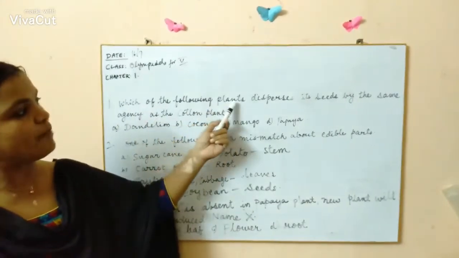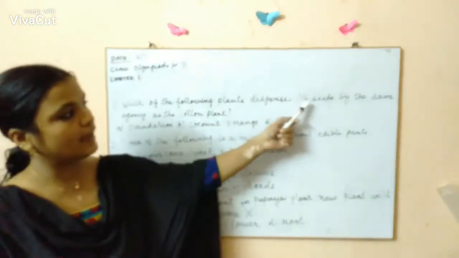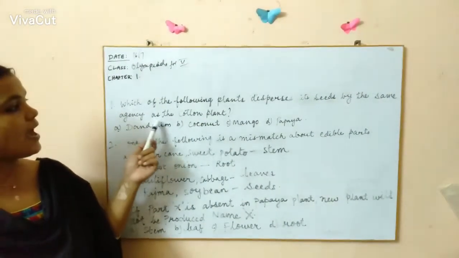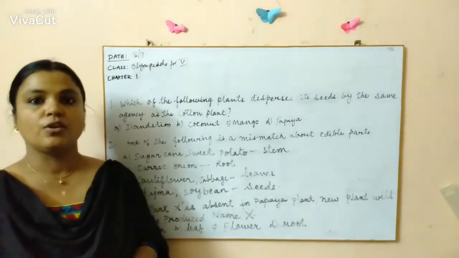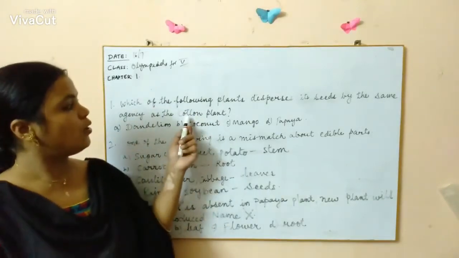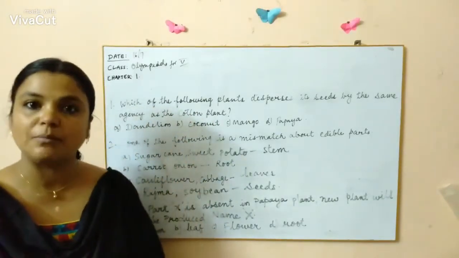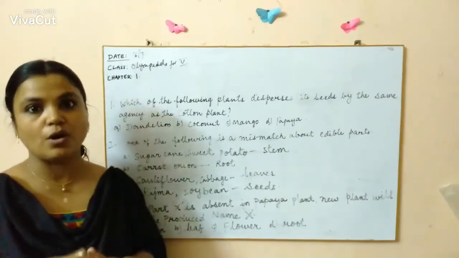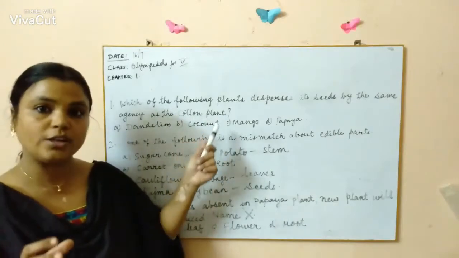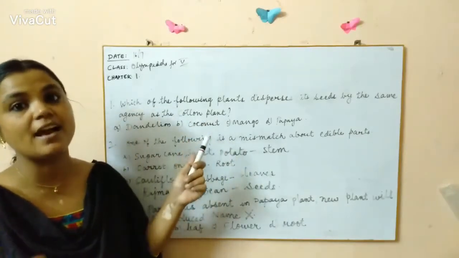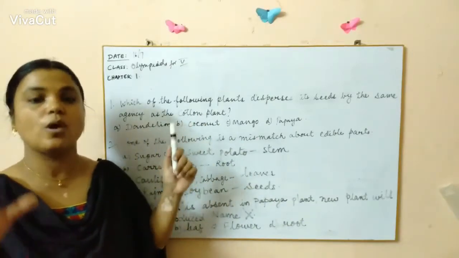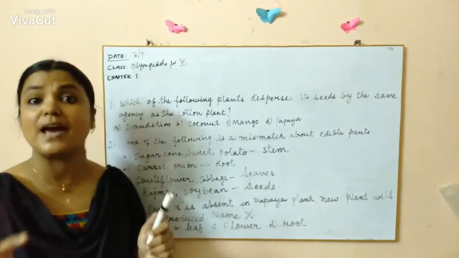Which of the following plants disperses its seeds by the same agency, by the same way as the cotton plant? We have learnt about seed dispersal in our first chapter, right? So, where did you get this example of cotton plant? Under which subheading of plant dispersal, seed dispersal? In order to answer this, you need to have an idea about the dispersal in cotton plants. Actually, in cotton plants, it is done by wind, right?